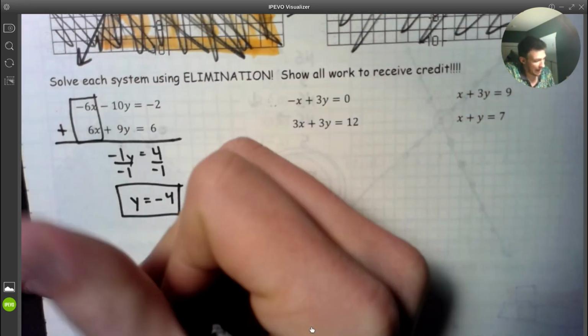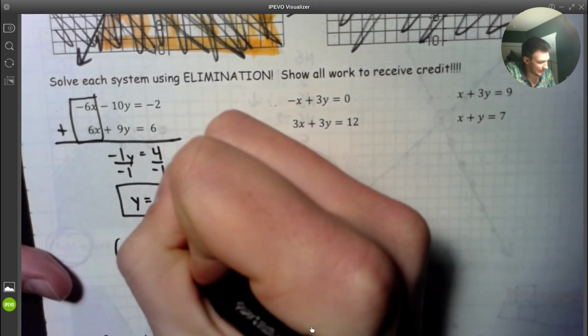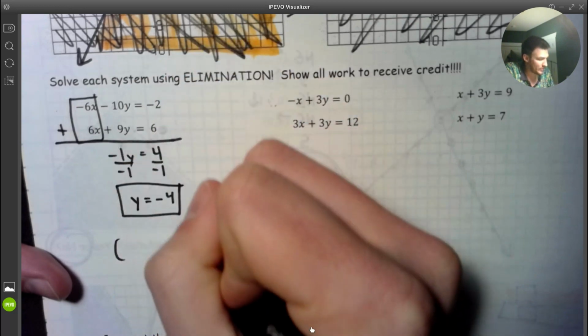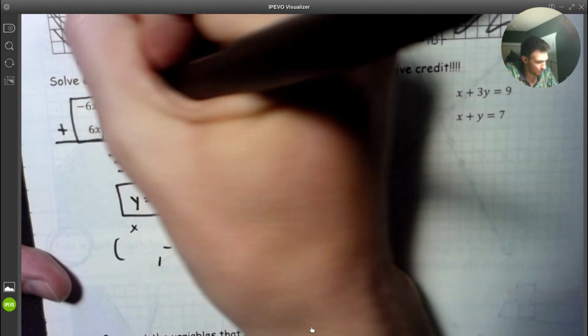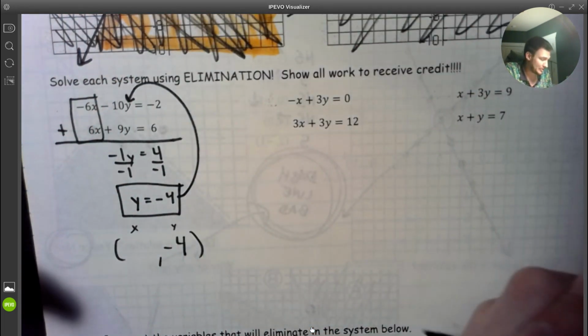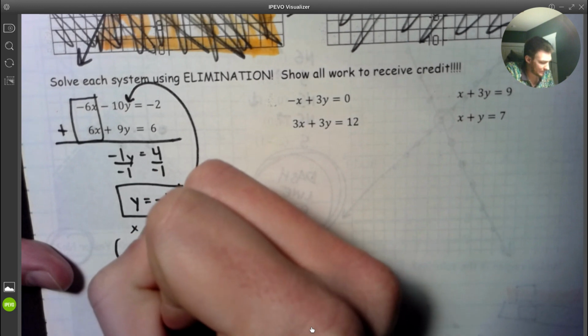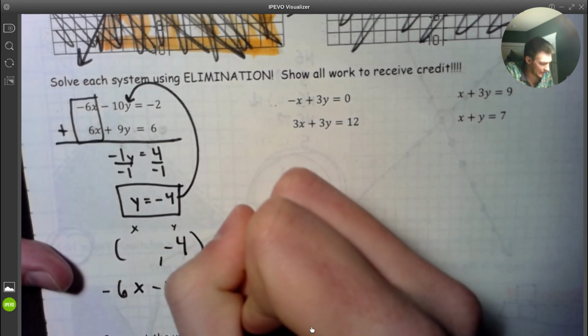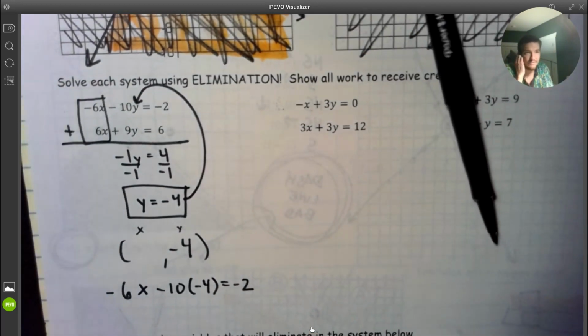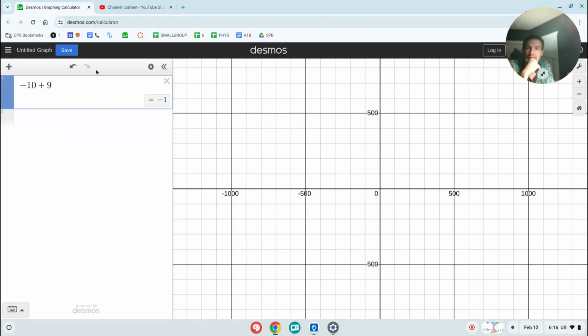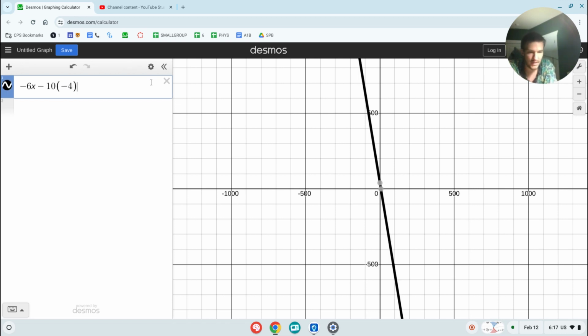Now this is only half the answer. It is the second half because it is the y value, and y's always go in the second position. We take the 4, plug it in. I should say negative 4. And we have negative 6x minus 10 times the y number, which is negative 4, equals negative 2. We do all that. We type all that in Desmos, Desmos, Desmos. Click, click. And we're looking at negative 6x minus 10 parentheses negative 4 equals negative 2.